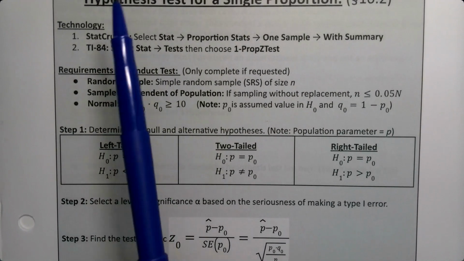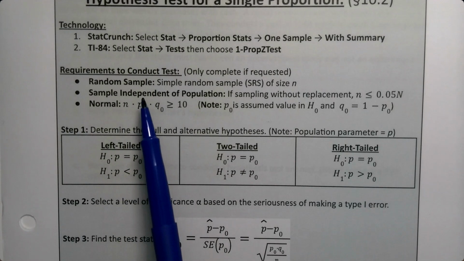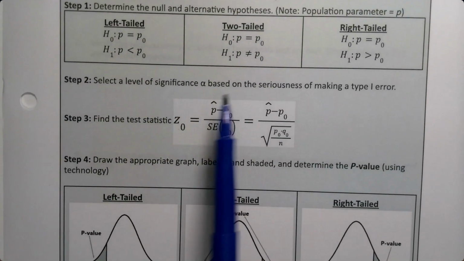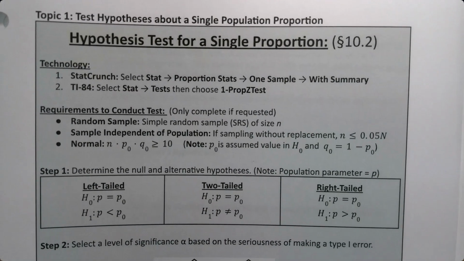It has your technology pieces up here for how you're going to run this in StatCrunch, your requirements needed to run the test, your hypotheses, your alpha, and so on. All right, so let's actually put this all into action, and we'll keep referring back to this page as we do it.